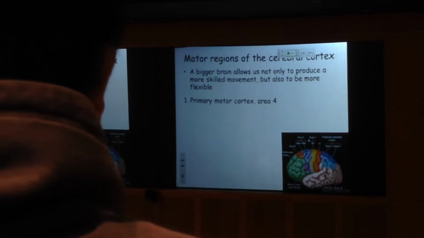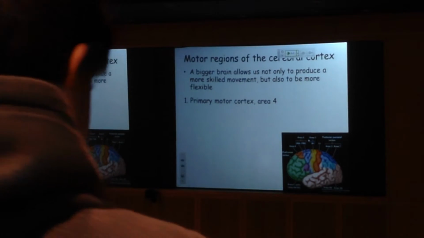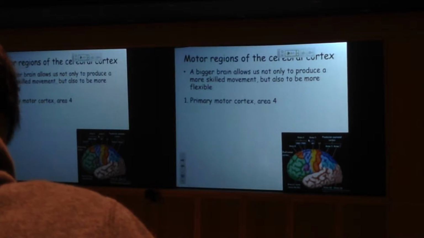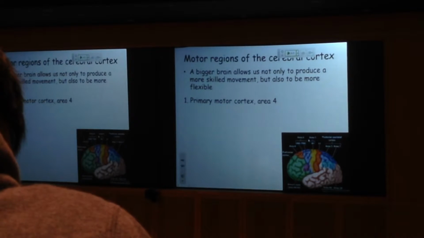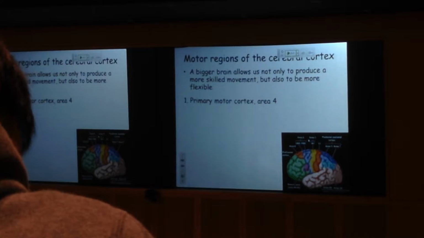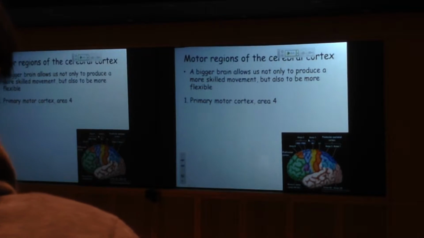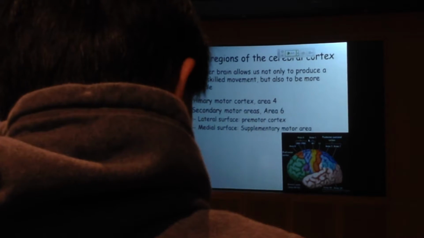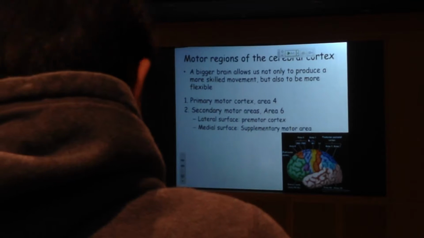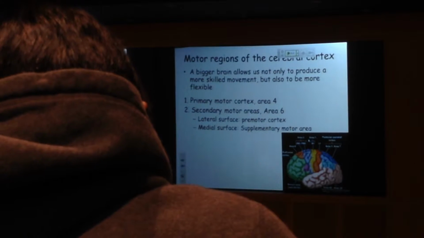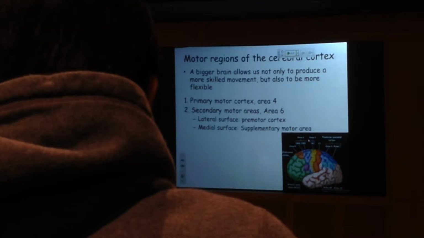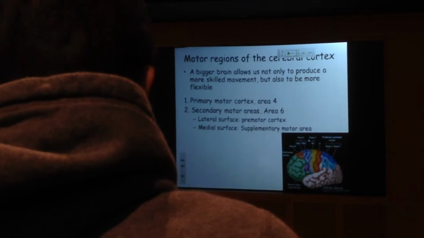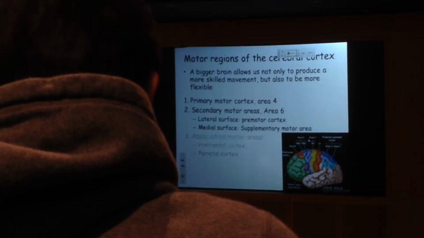First is the primary motor cortex, as we talked about before, the precentral gyrus. This is the place of origin for your direct pathway, the pyramidal pathway, labeled yellow here. Right in front of the primary cortex is our secondary motor cortex. We sometimes call this area 6. Area 6 has two parts: the lateral part, which we call the premotor cortex, and the medial part, which we call the supplemental motor area.